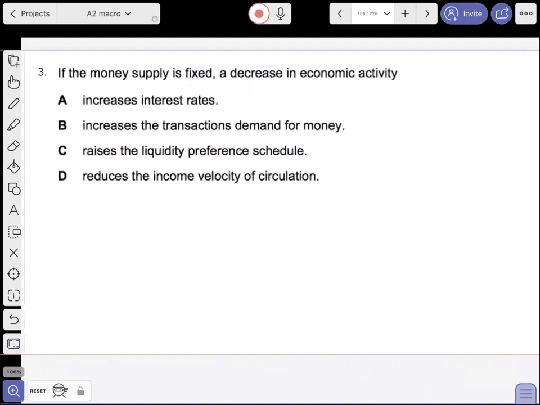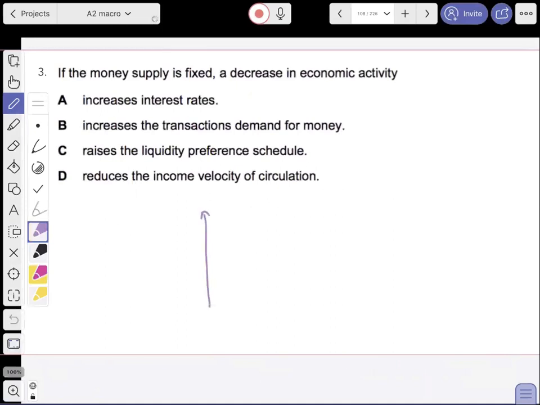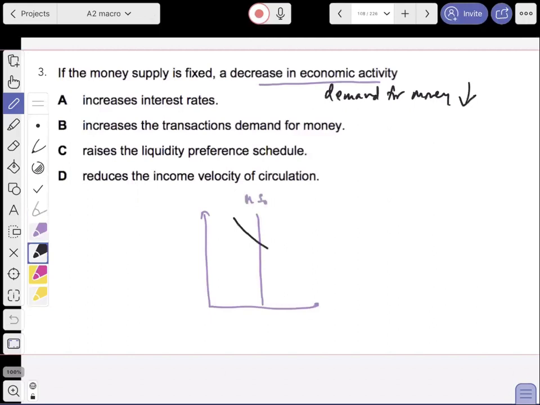If the money supply is fixed, a decrease in economic activity will do what? So if the money supply is fixed, because this is my money supply, guys, right? And if it's fixed, a decrease in economic activity should result in demand for money to fall. So I will say demand for money is probably going to fall, and that may cause your interest rate to actually fall.